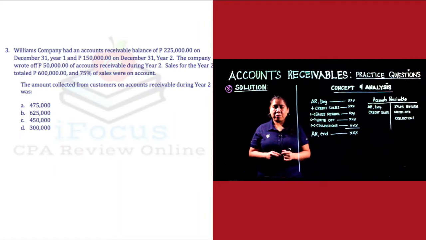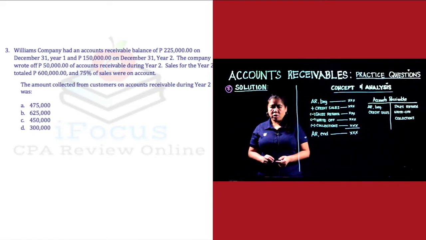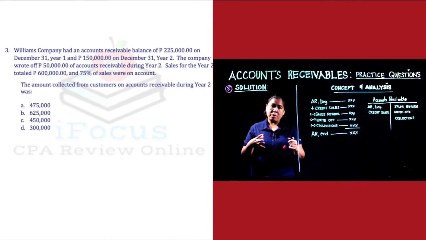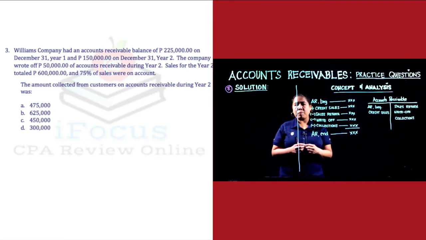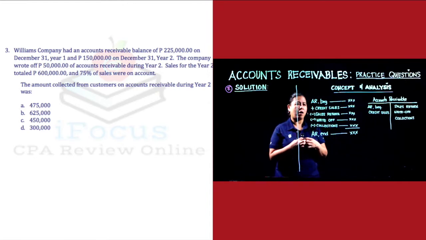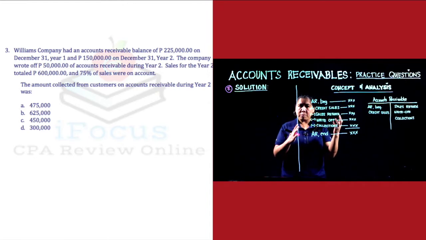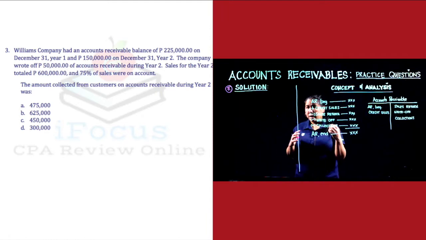Alright, question number 3. The requirement on question number 3 is the amount collected from the customers on accounts receivable during year 2 was, so ang hinahanap ng problem ay kung magkano ang collections ng company sa buong taon. Para makuha natin na accounts receivable ending, ang mga transactions that affects our accounts receivable are credit sales. From our accounts receivable beginning, ina-add po natin ang credit sales, yung mga sales natin on account. Then kapag nag-return ang mga customers, mina-minus po natin yan sa ating accounts receivable.